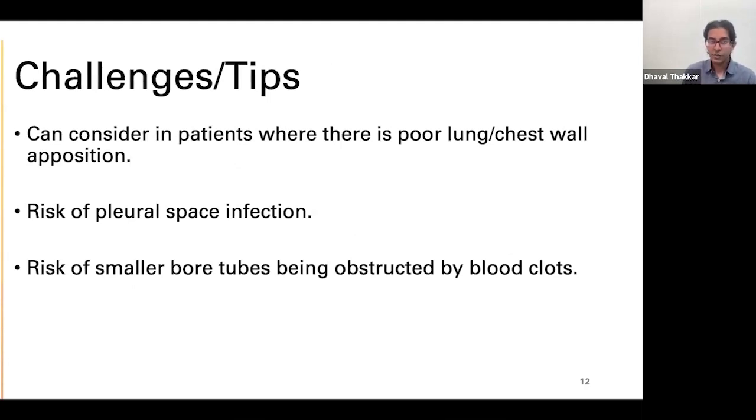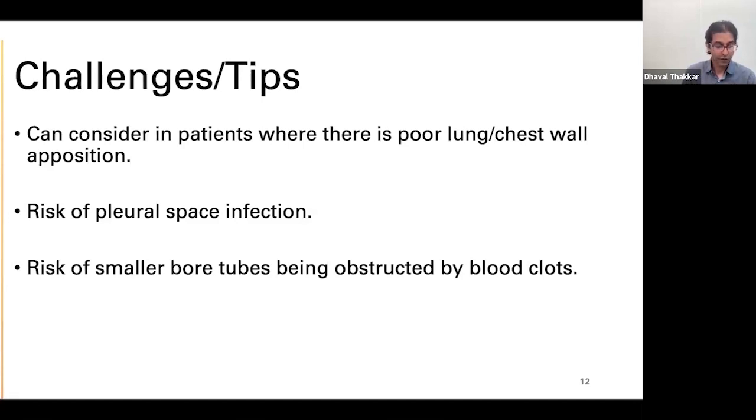And so, challenges and tips. The good thing about blood patches is you can consider using this in patients where there actually is poor lung or chest wall apposition, and there does seem to be benefit in those patients. So you don't necessarily have to be obligated to use it in patients that have good apposition or where the lung is completely up. The other component you have to really consider is the risk of pleural space infection.